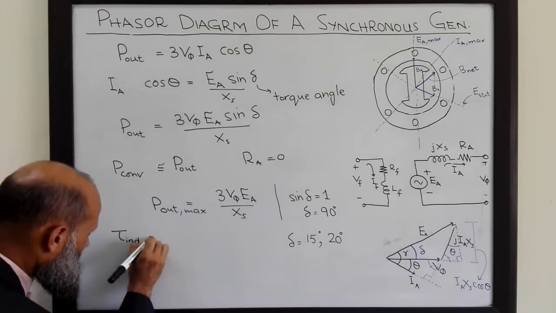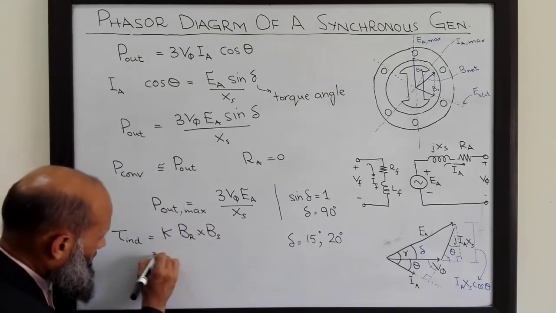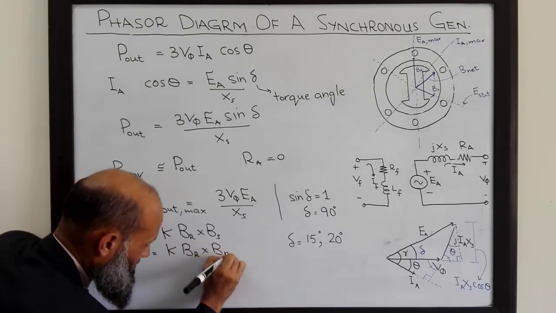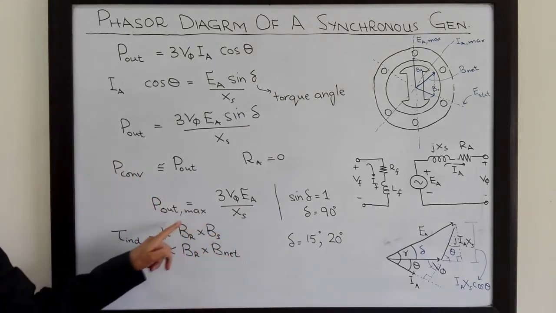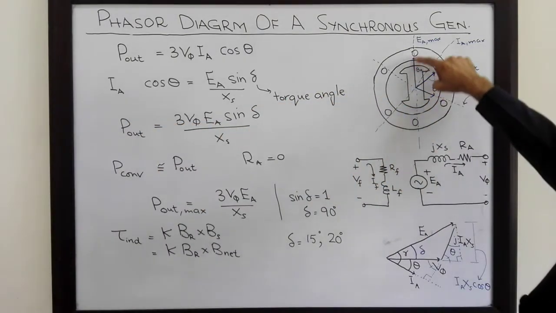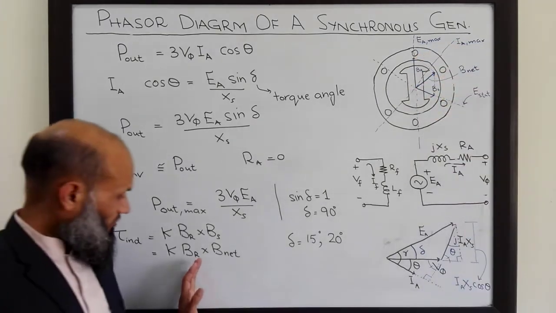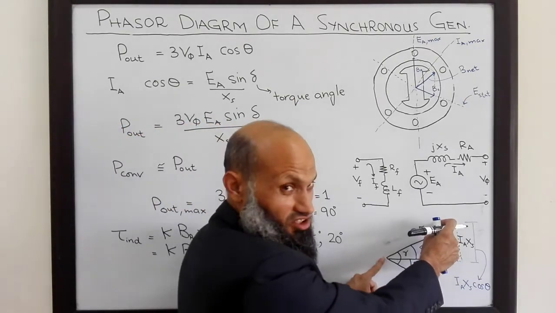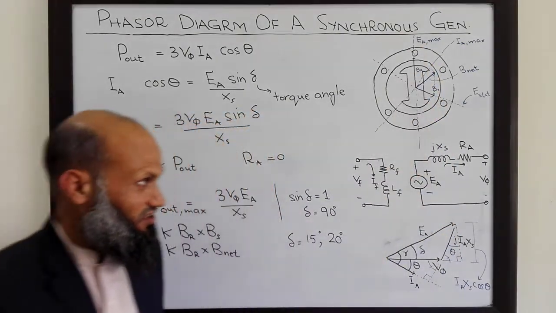Induced torque is given by, you already know, BR cross BS, which you already remember is equal to BR cross B net, where B net is the phasor sum of these two magnetic fields, flux density vectors, as shown over here. This is BR, BS, and their phasor sum is B net. And from our previous discussion, you remember that BR is responsible for generation of EA, that is, the rotor magnetic field generates the internal generated voltage.